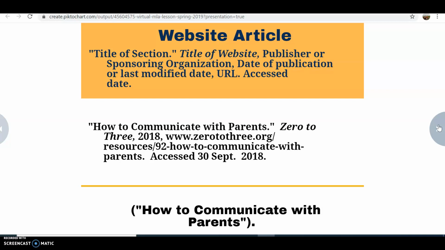Now, in my parenthetical citation, I would put How to Communicate with Parents in quotation marks in parentheses, because whatever appears in your parenthetical has to match what's in your works cited entry, that first part of your works cited entry. That's like the whole point of this, is so that your reader, your instructor can view your sources and where things came from.